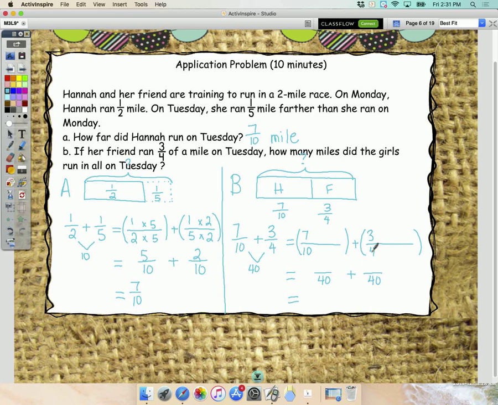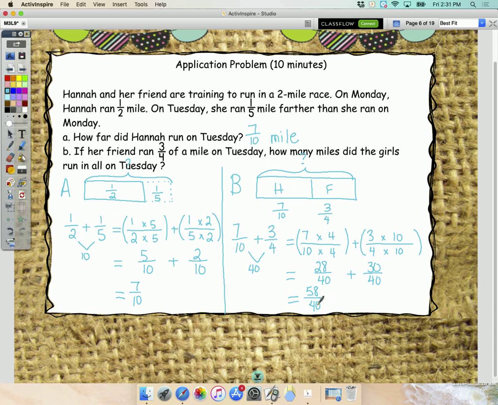So we've got 10 times something equals 40. And we know that's 4. 7 times 4 equals 28. 4 times something equals 40. We know that's 10. So that will give us 30. So we're going to do 28 plus 30, which would be 58 40ths.